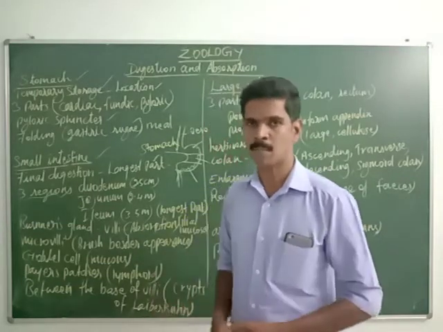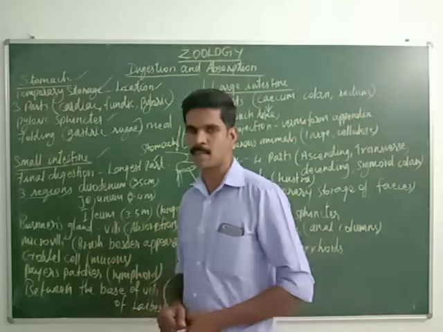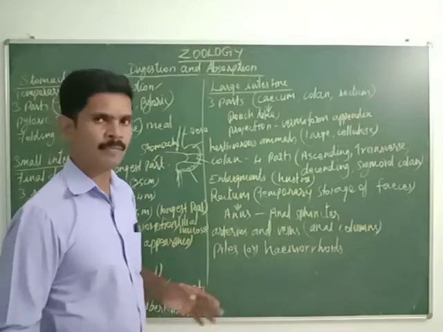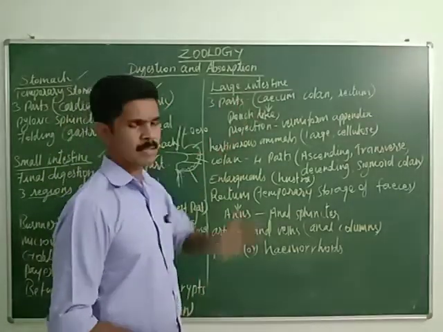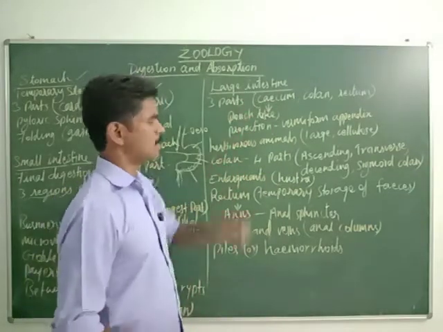So these are some of the important questions here. Okay, hope you all understood the small intestine. Now we are going to study the last organ of our digestive system, or alimentary canal. The last organ is the large intestine. After the small intestine, the next organ is called the large intestine.